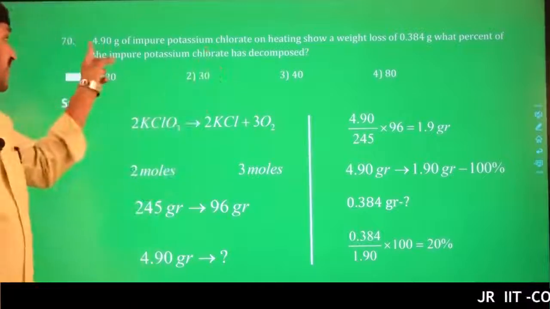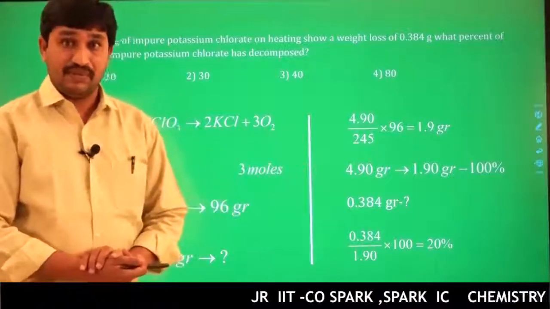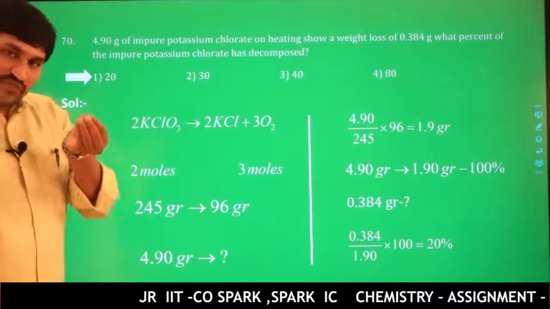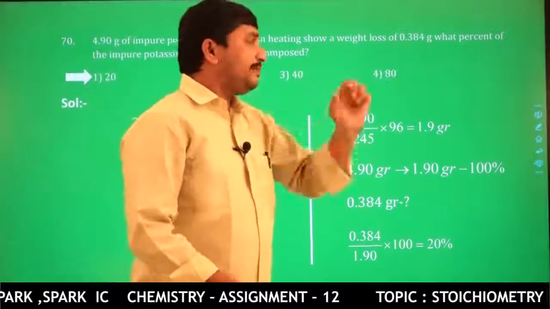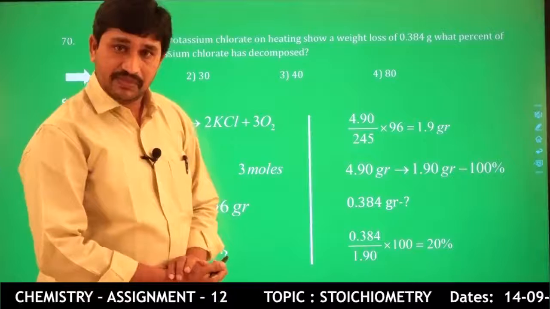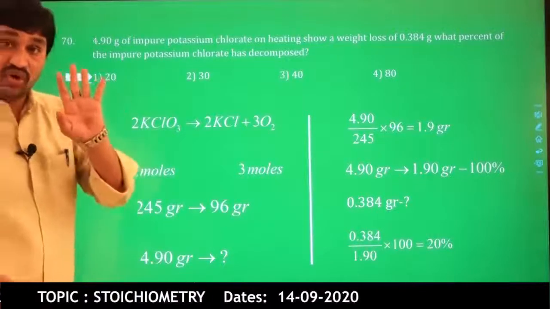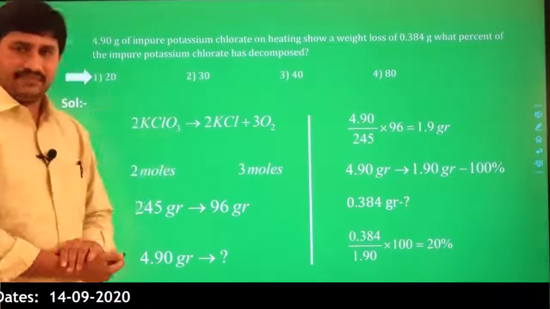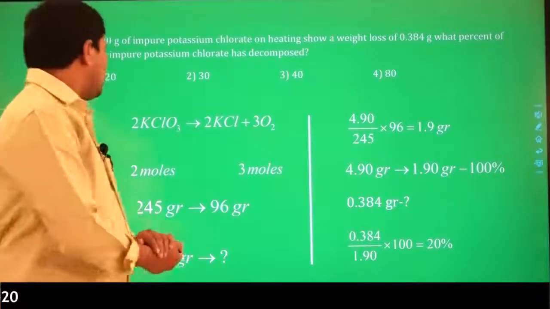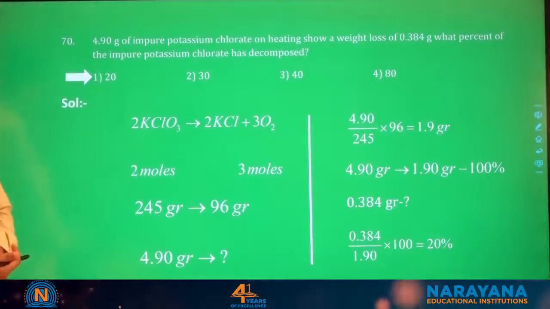That means the complete 4.9 grams of potassium chloride does not undergo decomposition. Only a few grams of potassium chloride decompose, that's why they gave 0.384 grams. So that is the 20% of potassium chloride that decomposes out of 4.9 grams. That is the answer. Got it? So 20% is the first option. I hope you understand. Got it?